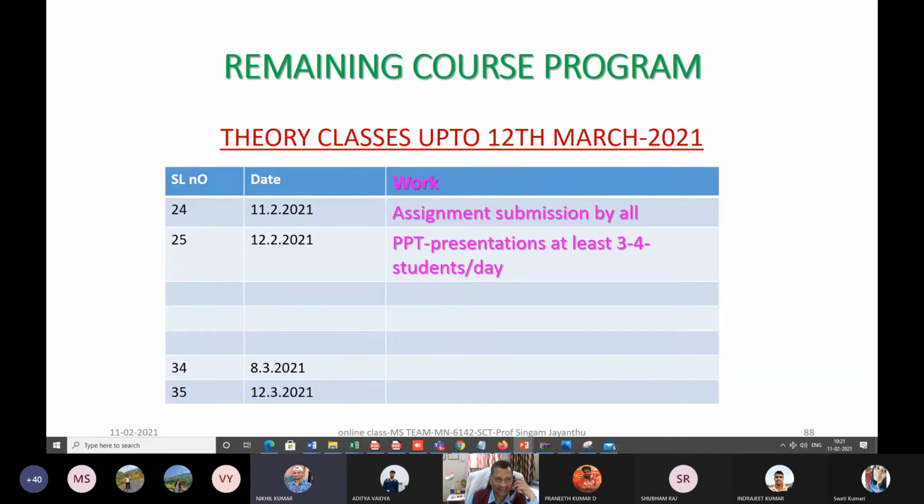So this is the laid out program for the remaining theory course, and on 11th Feb we are having assignment submissions, and on 12th we have PPT presentations of at least 3 to 4 students per day. And the last class will be on 12th March, as decided in Senate.